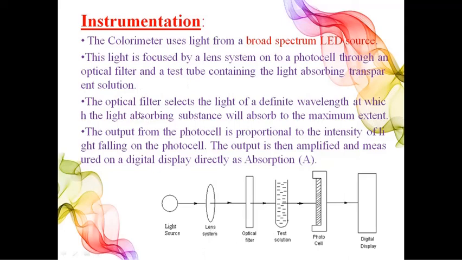The optical filter selects the light of definite wavelength at which the light absorbing substance will absorb to a maximum extent. The output from the photocell is proportional to the intensity of the light falling on the photocell. The output is then amplified and measured on a digital display, which reads directly as absorbance. This is the digital display.